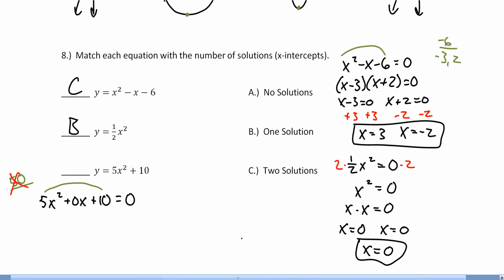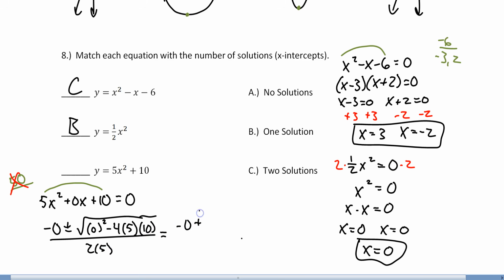Okay, so I'm going to jump into my quadratic formula. I do the opposite of b plus or minus the square root of b squared minus 4 times a times c, all over 2a. And then it's just a matter of simplifying. That's a negative 0, well, which is just 0, I suppose. Plus or minus the square root of 0 minus what looks like 200, all over 10. So now I have 0 plus or minus the square root of negative 200 over 10.